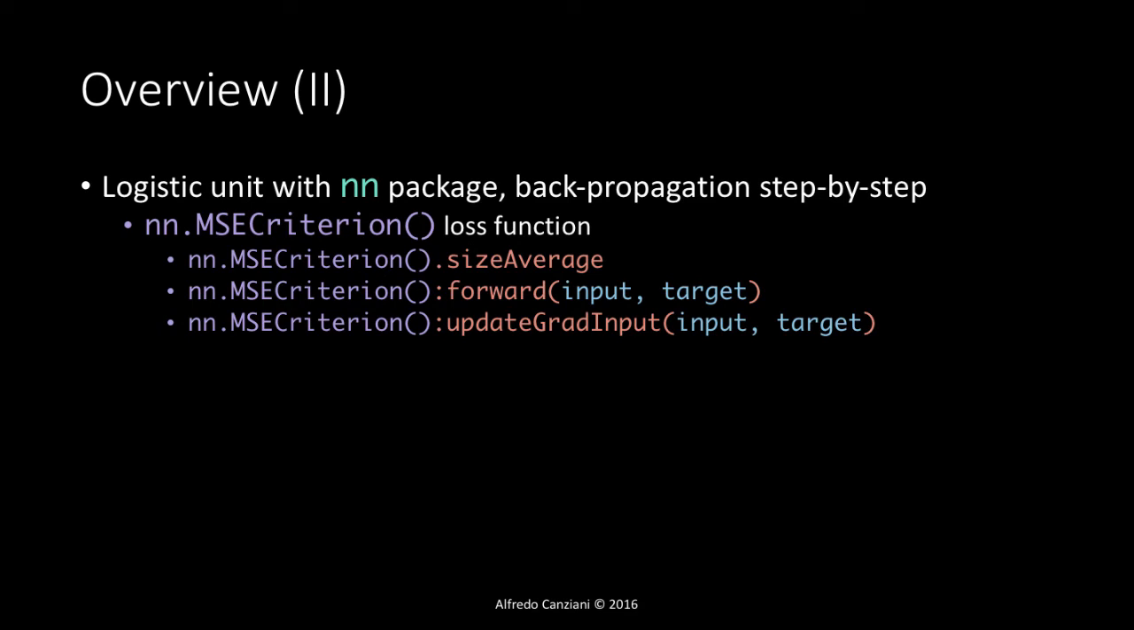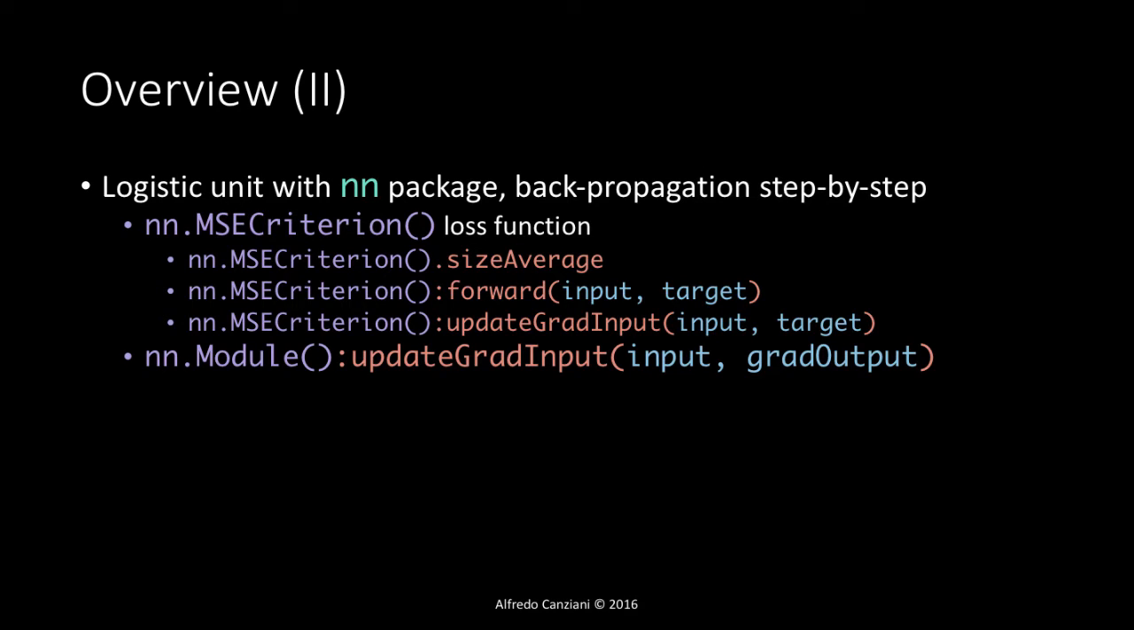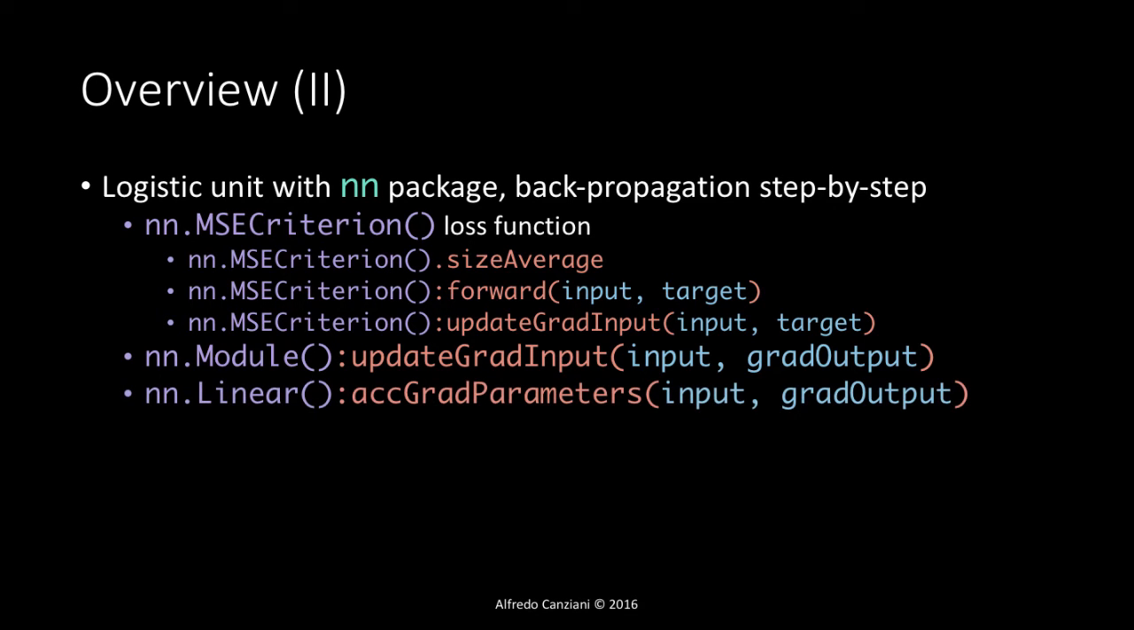Moreover, we will see how to compute the gradient of the error with respect to the output of the network using the updateGradInput. And then how to backpropagate the gradient computation through all the modules of our network, which also require the current input to the specific module and the gradient at the output of the given module. We will see also how to accumulate the gradient parameters, basically how to compute the partial derivative of the error function with respect to the parameters of a given layer. In this specific case, the linear is the only module which has parameters.